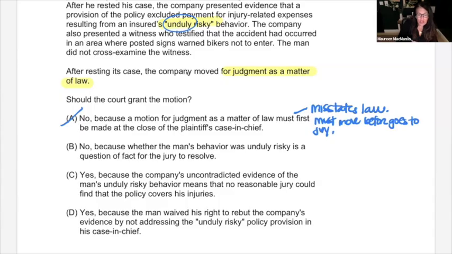C, yes, because the company's uncontradicted evidence of the man's unduly risky behavior means that no reasonable jury could find that the policy covers his injuries. Okay, so there's some good language in here. They're getting the right standard where it's no reasonable jury could find that the policy covers his injuries. But we don't know whether this behavior is actually unduly risky. The jury needs to determine that. So I would say that this mischaracterizes the facts, because you can't make that determination because there's conflicting testimony.